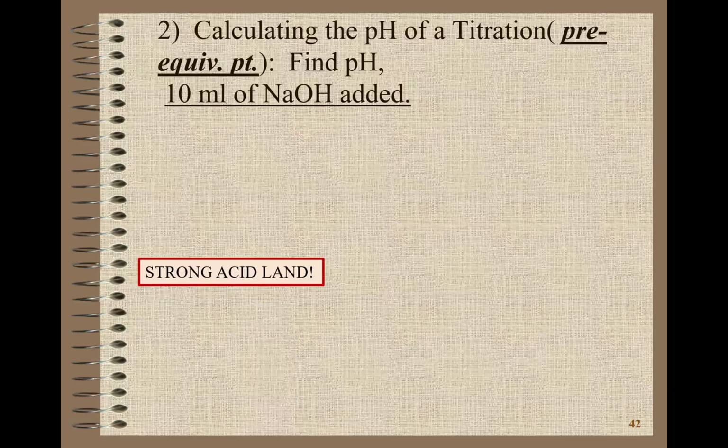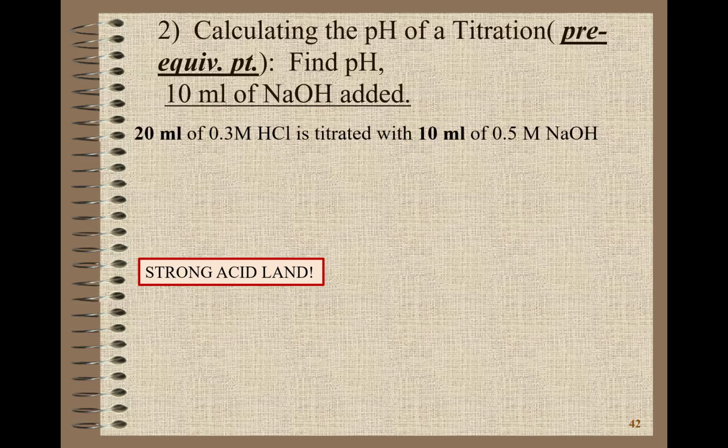All right. Now we're going to add 10 milliliters of NaOH. Now we're adding base, so we've got to figure out the moles of acid and the moles of base. I already said there's 20 milliliters in the flask of 0.3 molar. And now we're adding 10 milliliters of 0.5 molar. The acid is here, and the base is up there. So we want to get the moles of each. How do we get the moles of each?